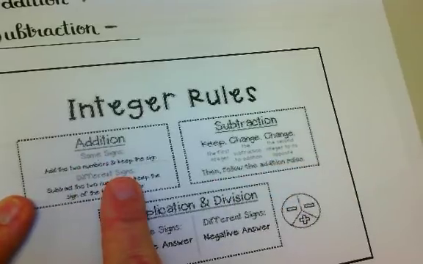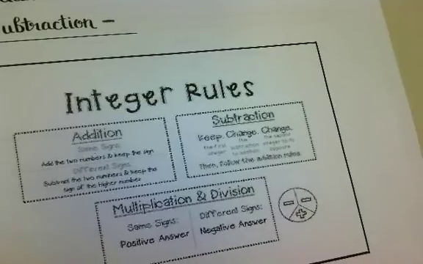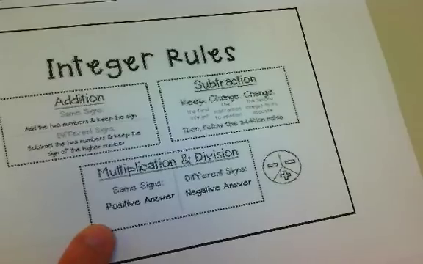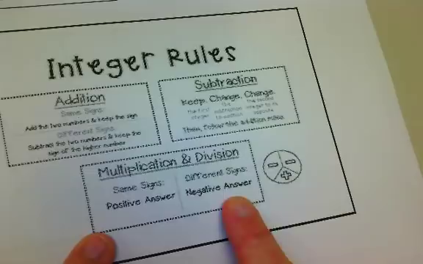Multiplication and division are the easiest integer rules. Same signs, positive answer; different signs, negative answer. Okay, same signs, positive; different, negative. Okay, so back to our questions and let's get going.